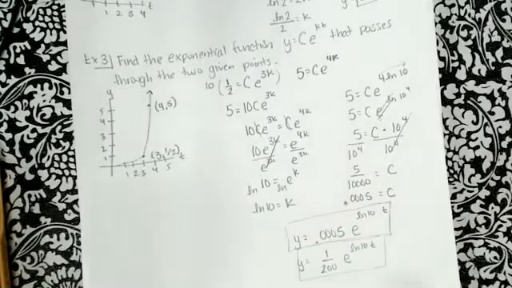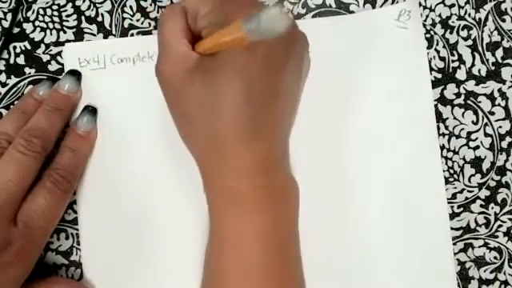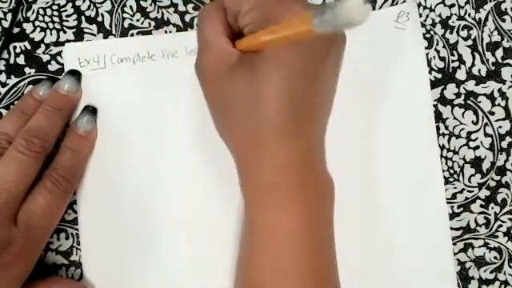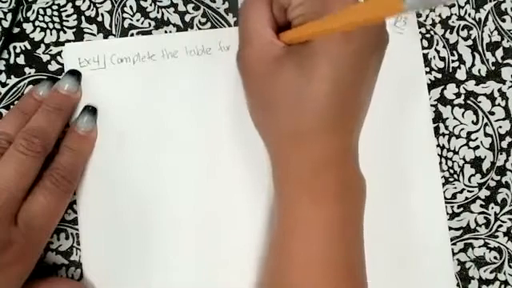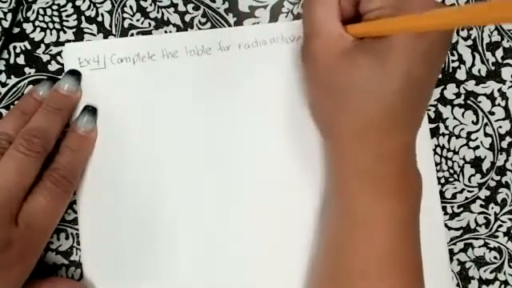All right, last example. We're going to do a half-life problem. We need to complete the table for radioactive isotopes.